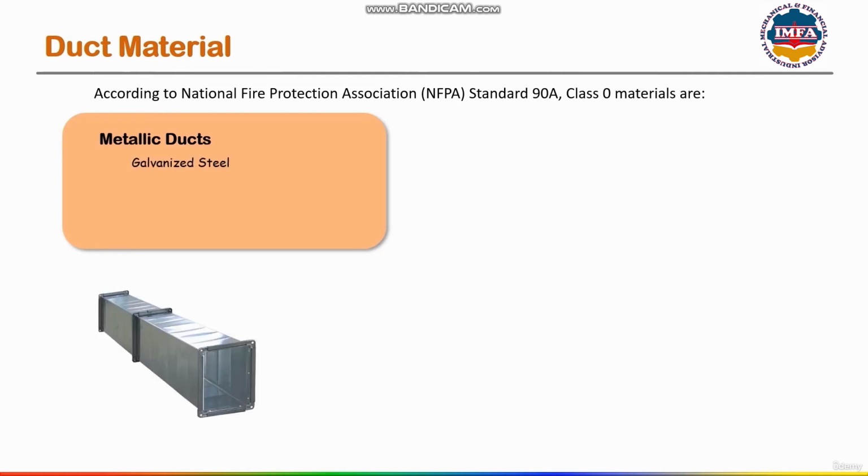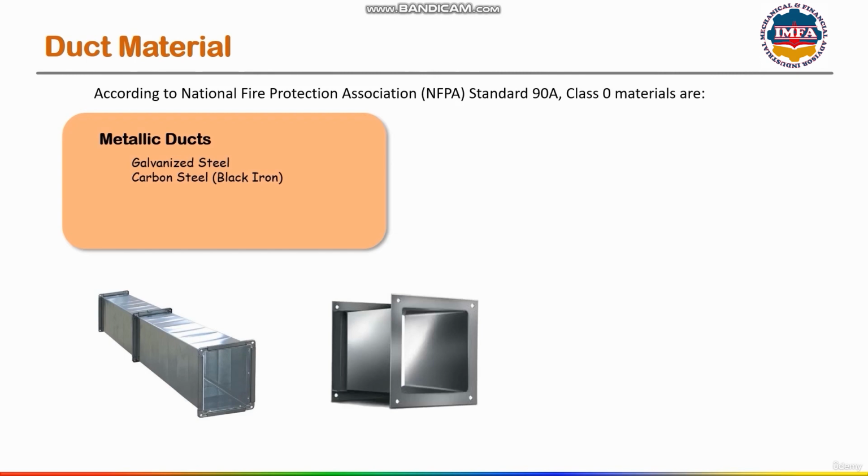So the Class 0 materials used for the construction of ducts are mainly metals. Galvanized steel can be used for the manufacturing of ducts. As we already know, this is the most commonly and frequently used of all the metallic ducts. Carbon steel can also be used. These ducts are specially used in places exposed to a larger amount of heat.